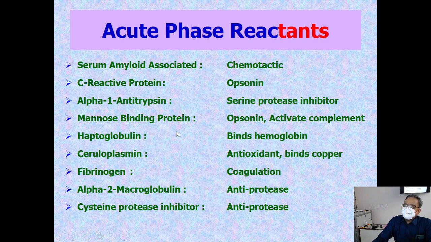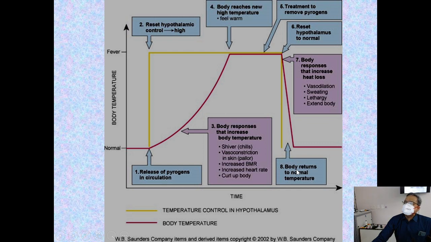Mannose binding protein, which as you know is an opsonin and can activate the complement. Haptoglobin, which binds hemoglobin. Ceruloplasmin, which is an antioxidant and binds copper. Fibrinogen, which causes coagulation. And other clotting factors are also acute phase reactants. Alpha-2 macroglobulin, which is another antiprotease similar to alpha-1 antitrypsin, and another cysteine protease inhibitor. So all of these are called acute phase reactants.